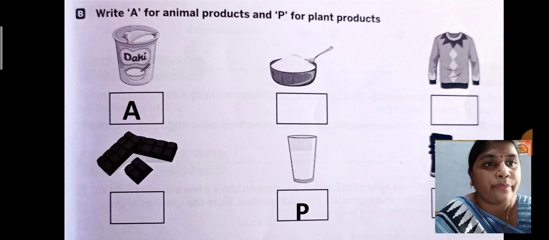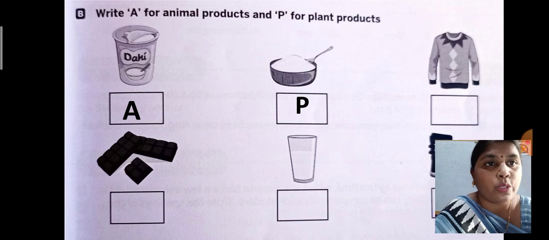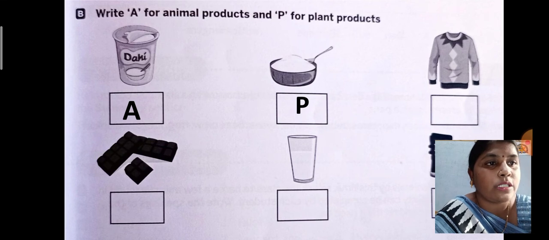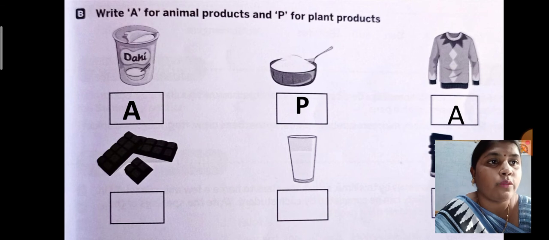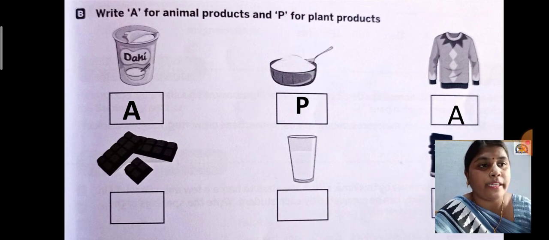Next, sugar is a plant product. From sugarcane we make sugar, yes. Next, clothes, so it is a woolen sweater, so it is made up of wool, and wool we get from an animal like sheep. Okay, that's why it is an animal product.